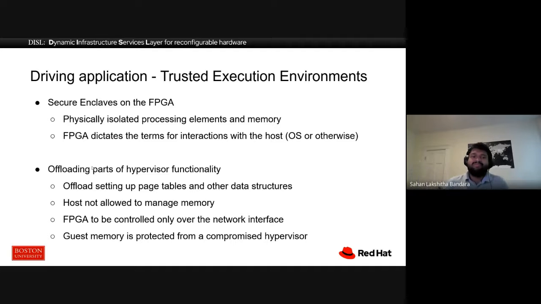So for instance, the FPGA can perform tasks such as setting up page tables and other data structures to manage memory, while the host is only responsible for performing computation and is not allowed to manage guest memory. So in this sort of deployment, the FPGA could be controlled over the network and not by the host, so that the host has no control over the FPGA.